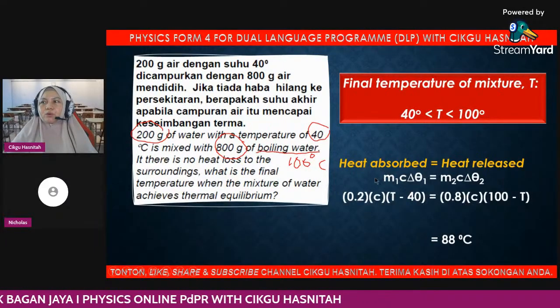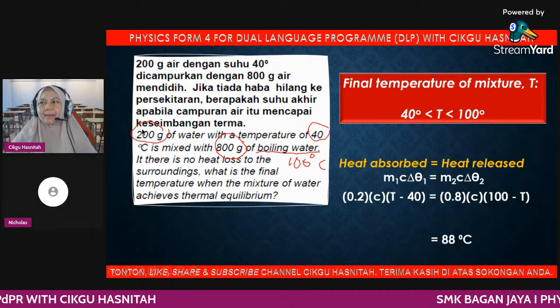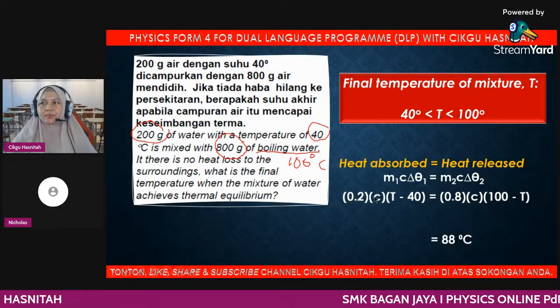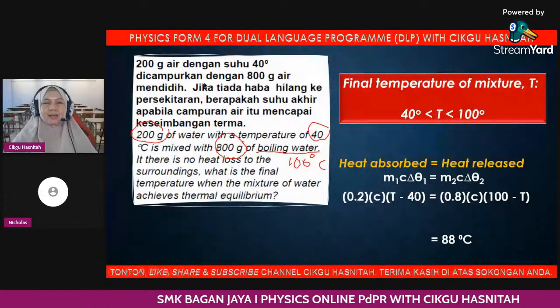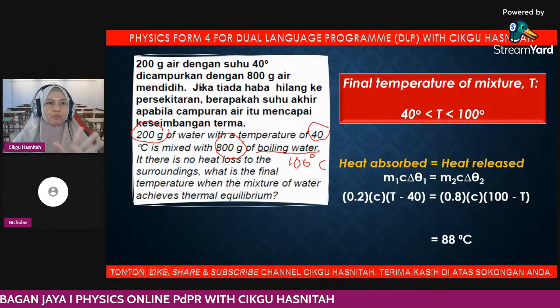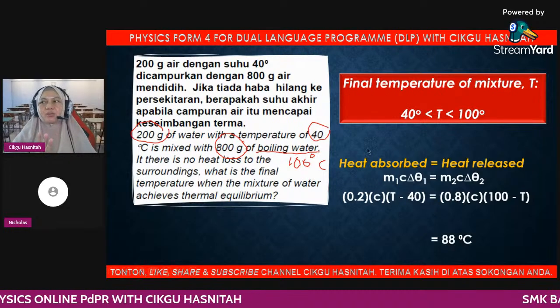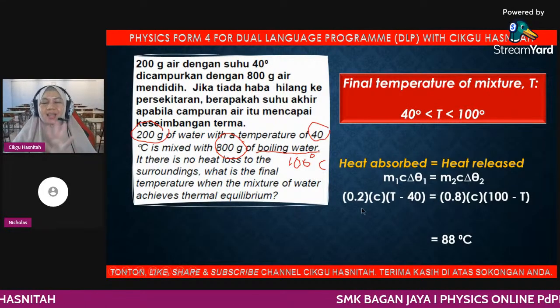Okay, so the mass of water at 40 degrees, make sure you take the correct mass. 200 grams in kg is 0.2. C is 4,200, not given, right? But since they are both water, both have the same C. Both have 4,200. So later you can cancel off this C because both are water.